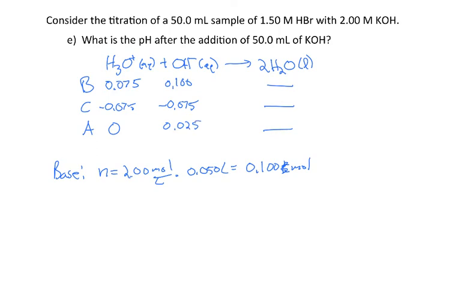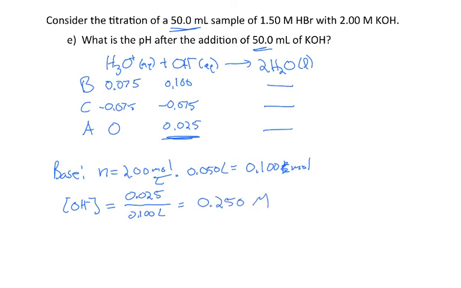All right, so now to calculate the pH, I'm going to use that I have hydroxide left over. And so the concentration of the hydroxide, because remember in the table, that's not concentration, that's moles. So molarity is moles over liters. I need to use the total volume. So I started with 50 milliliters of acid. I added 50 milliliters of base, so I have 100 milliliters, or 0.1 liters. So the concentration of hydroxide is 0.25 moles per liter.